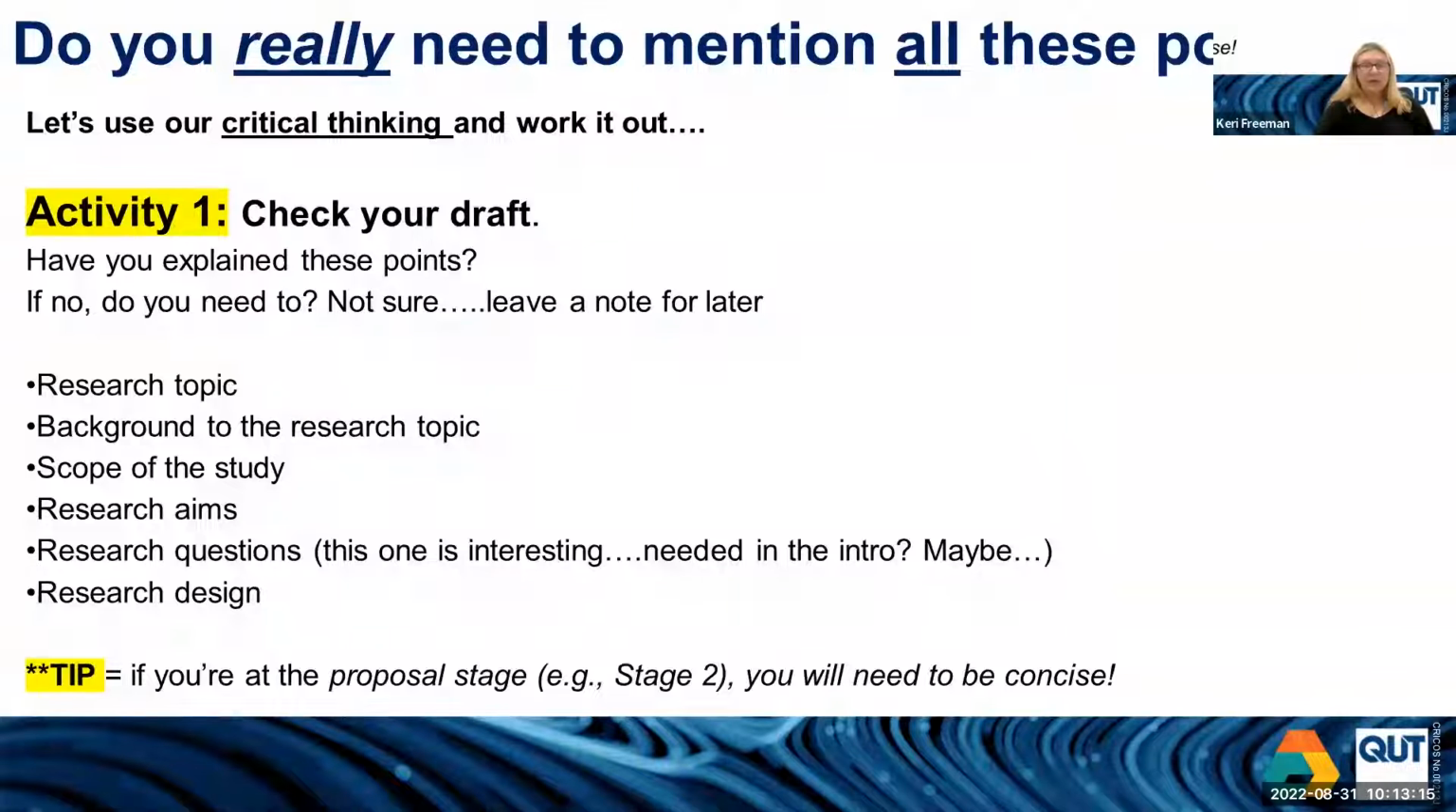So if we think about all the different kinds of documents that you may be writing, do you really need to mention all of these things? Let's think about it. And what I want you to do now in your own draft is have a look at those. What have we got? We've got 6 dot points there. Have a look at your draft and see, firstly, if you have explained all of these points or at least given an introduction to them. If you haven't, do you think that you need to? Maybe you're not quite sure yet. So I'll give you a couple of minutes to check your draft and have a look at those subheadings there.